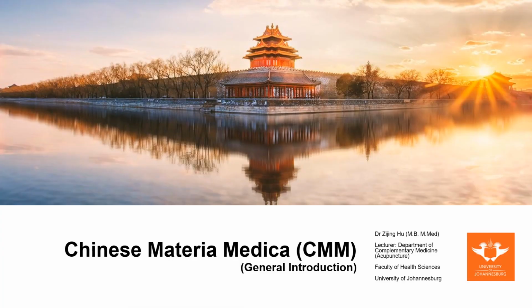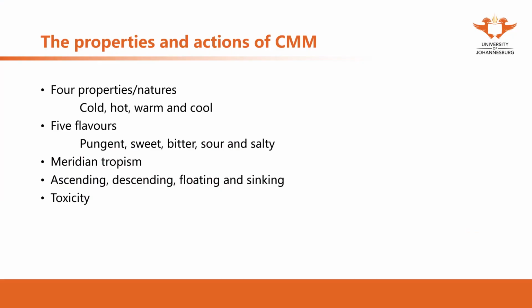Good day, everyone. In this video, we are going to talk about the properties and the actions of herbal medicine. We're mainly going to focus on these 5 aspects. In other words, we're going to understand each herb from these 5 categories: the 4 properties, or the natures, the 5 flavors, the meridian tropism, the ascending, descending, floating, and sinking, and the toxicity.